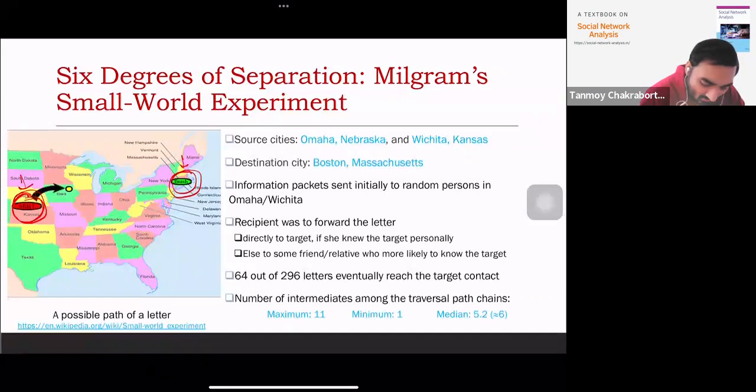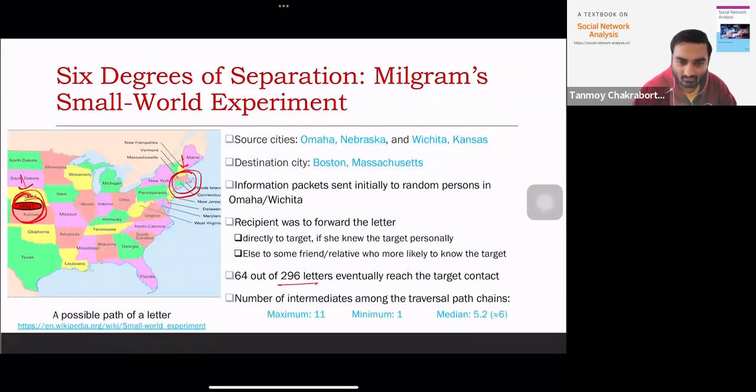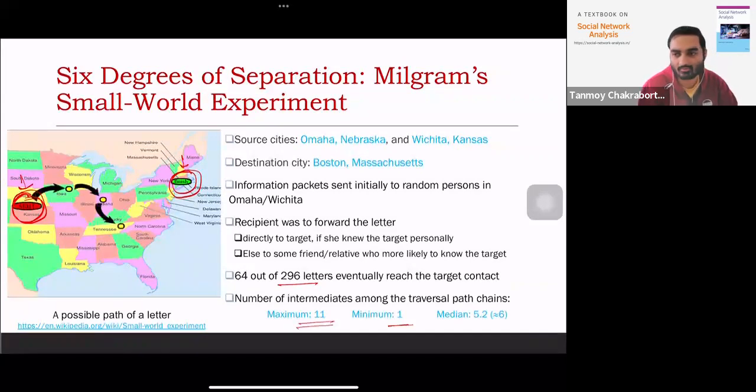Okay. So out of 296 letters, only 64 letters reached the target contact. Which may not be statistically significant, but at that time, since this was a social science type experiment, it was accepted. And it turned out that the minimum hop needed was 1, so direct connection. Some of the people knew the destination and therefore directly sent the letters. So minimum distance was 1. And the maximum distance was 11 hops, with a median of 5.2.